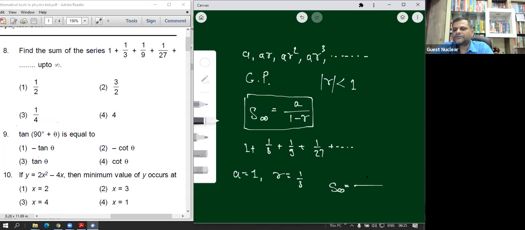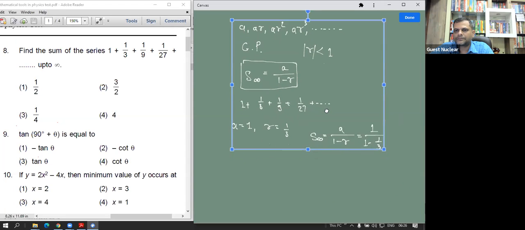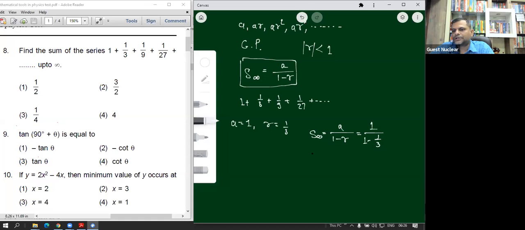So in such a case, how much sum to infinity will we get? For sum to infinity we have the formula a upon 1 minus r. So if we put in all the values, in place of a comes 1 and in place of 1 minus r comes 1/3, and solving this further, we see S infinity is going to be equal to 1/(2/3), and 1/(2/3) happens to be 3/2, and this is going to be the final answer, which is already there in option number 2 here.